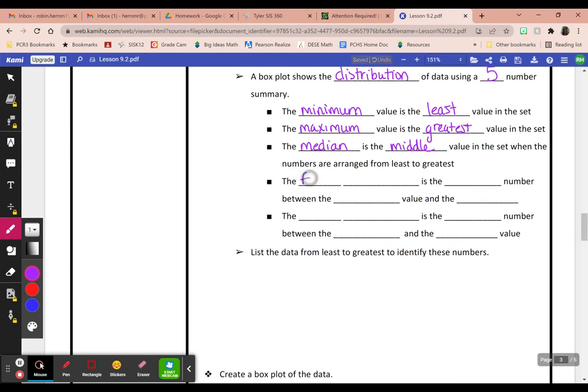These are called quartiles. The first quartile, and you kind of hear the word quarter in there, right? That means the first fourth. It is the middle number between the minimum number and the median. Okay. Then we have the third quartile, and that is the middle number between the median and the maximum number.